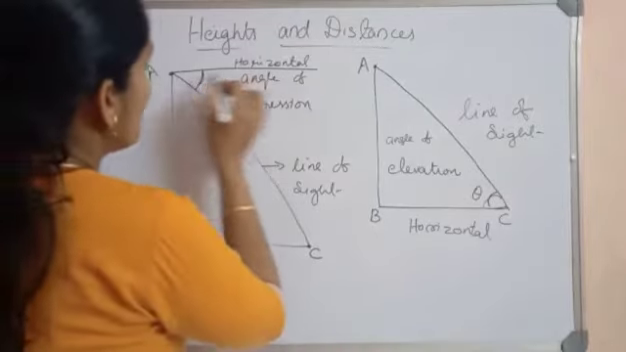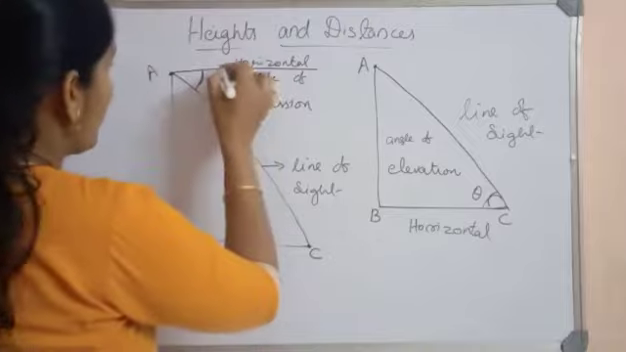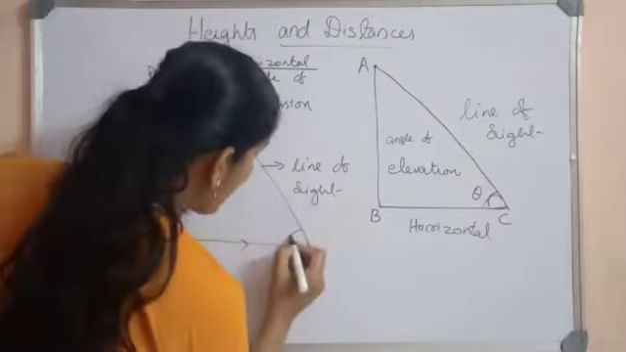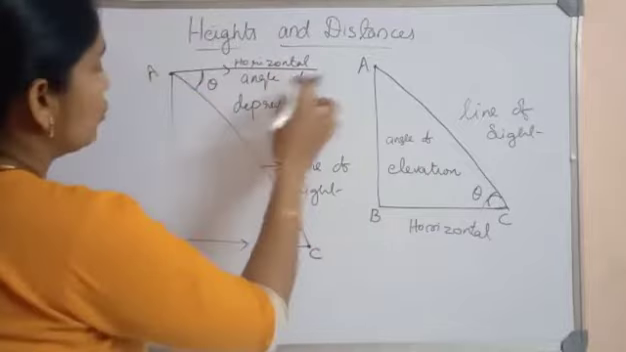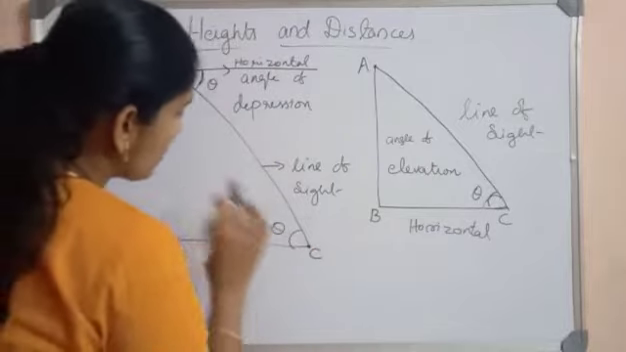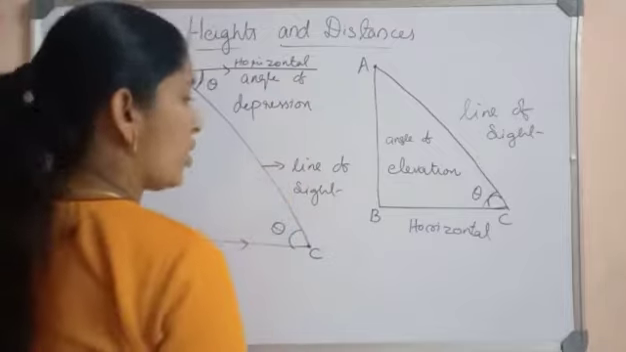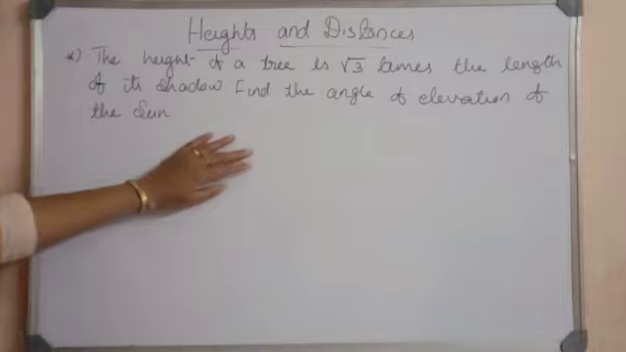Now here these two lines are parallel, therefore we can say that this angle of depression is the same as the angle here, since when two lines are parallel, alternate angles formed are equal. While solving the sums, we can use this property and solve it. Now let's solve a few sums on this.